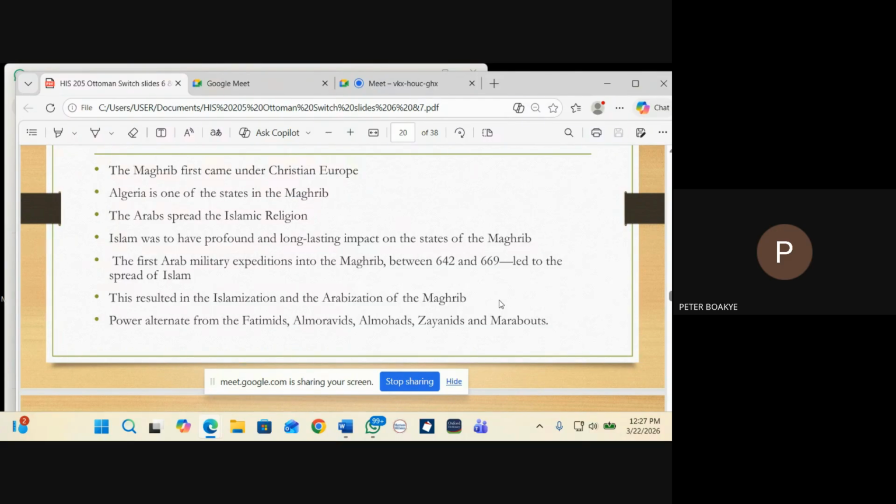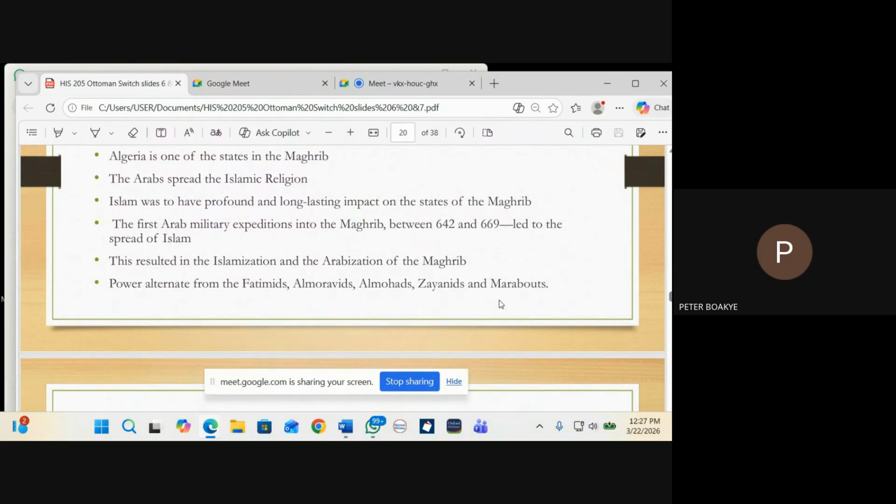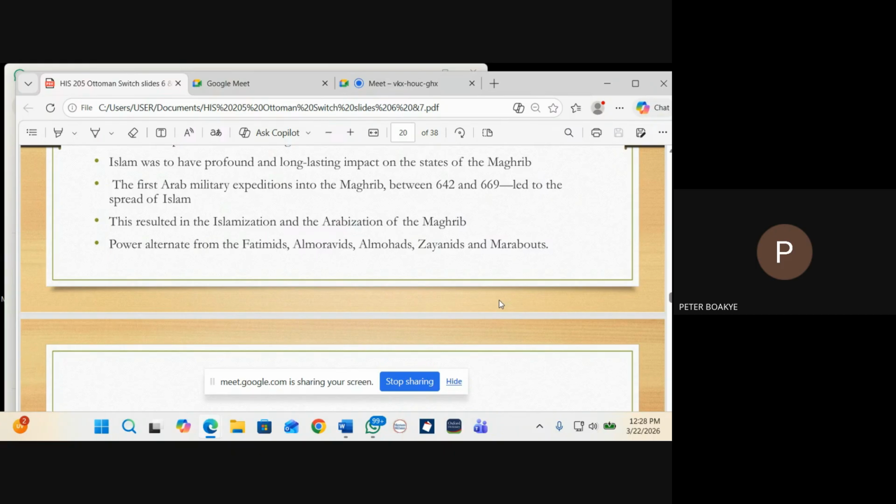So this resulted in the Islamization and the Arabization of the Maghreb, where we have Islam, its teachings, its doctrines and its principles all over the Maghreb, and also Arabization, where they used Arabic as the official language of instruction, and everything that had to do with Arabic. Now power alternated from the Fatimids, then the Almoravids, then the Almohads, the Zayanids, and the Marabouts. If we go into all these details, ladies and gentlemen, time will be too long and we will need another semester. So we just give you the overview that these people once ruled.